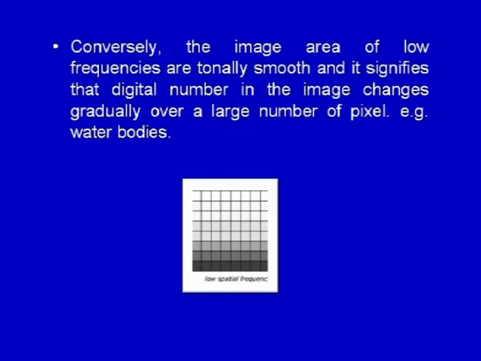Conversely, image areas of low frequencies are tonally smooth, and it signifies that the digital number in the image changes gradually over a large number of pixels, like a water body. The graphic shown below gives us a clear picture of a low spatial frequency image, wherein we can find that the tone of the image changes from black to white as we move from bottom to top.